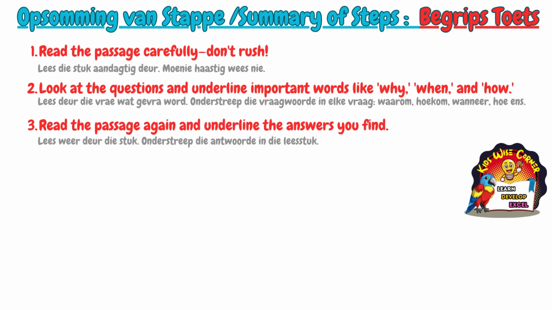Step 3. Read the passage again and underline the answers you find. This time, as you read, underline the parts that answer the questions. This makes it easier to find the information later.